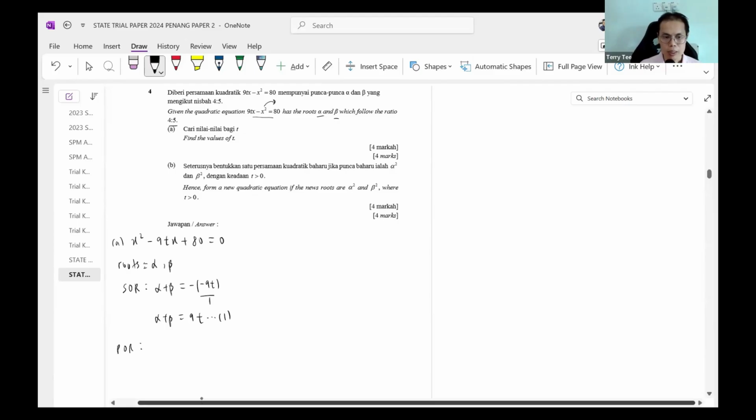Then let's work out our POR. Alpha times beta is c over a. Your c is 80. A is 1. So alpha times beta is 80, equation number 2.